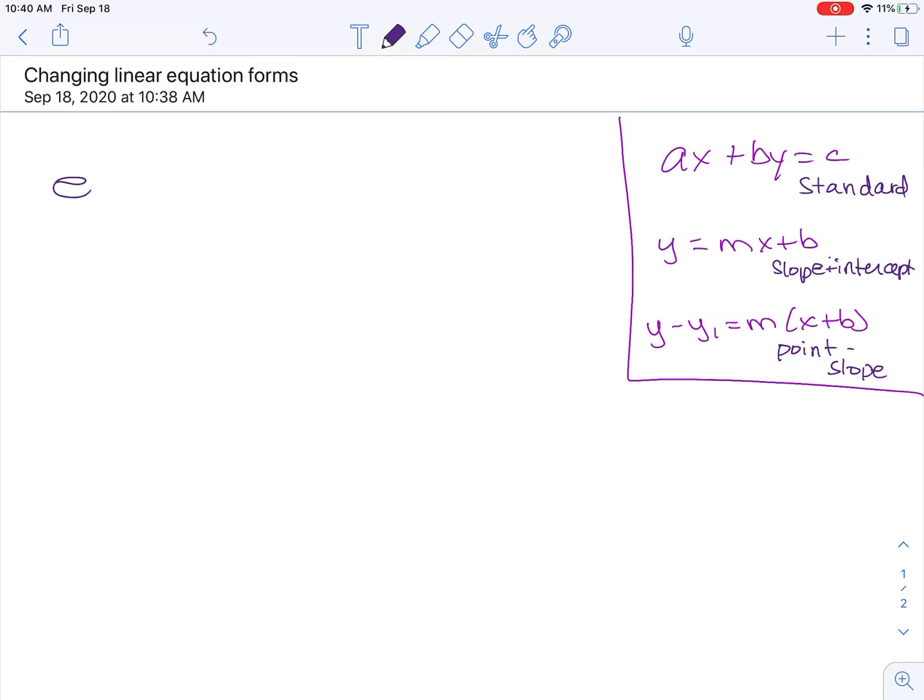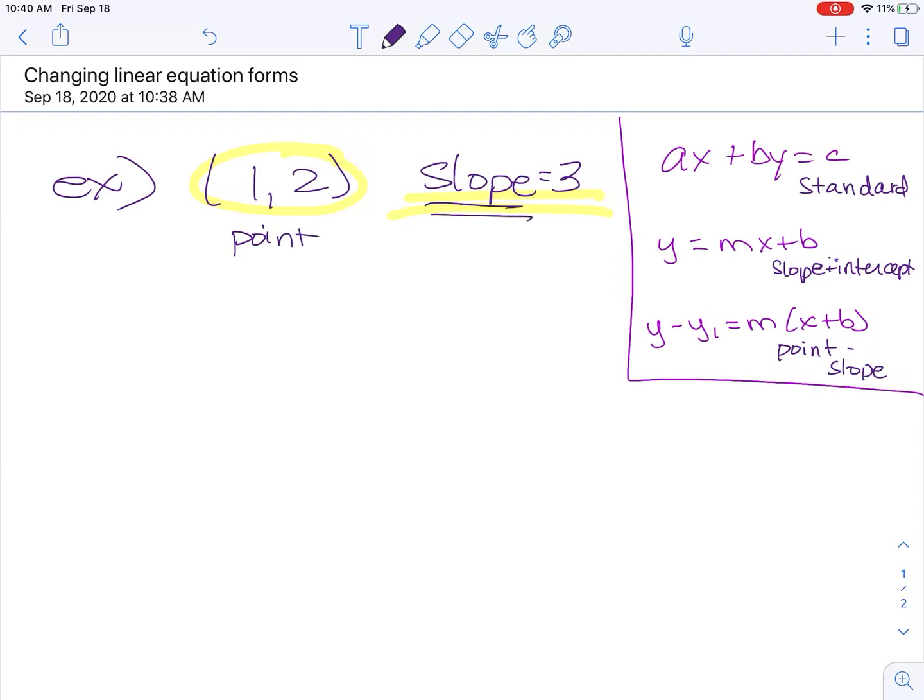Okay, so let's say, for example, we've got this information. We have the point (1, 2) and a slope of 3. And Mrs. Salles asks you to write this in an equation. What's the information that we have? We have a point and we have the slope. Which form do you think would be the easiest to plug this into? If you said point slope form, you're right. That's going to be the easiest one for us to plug this into.